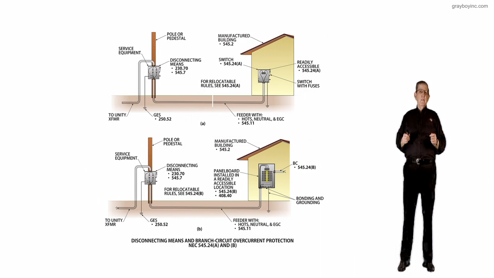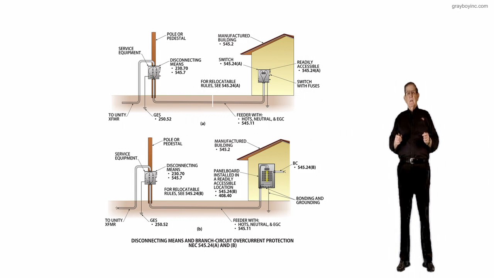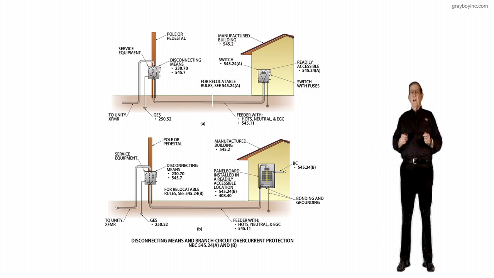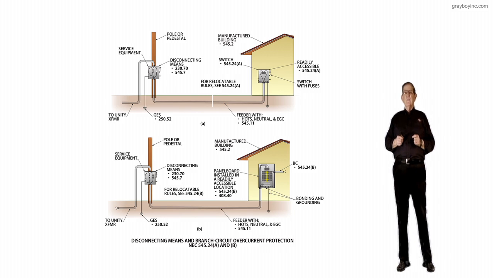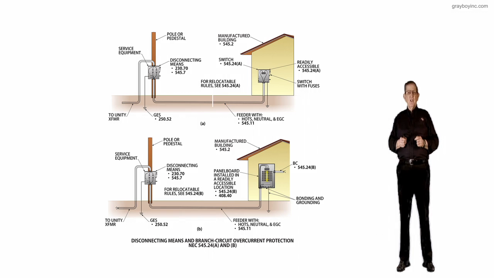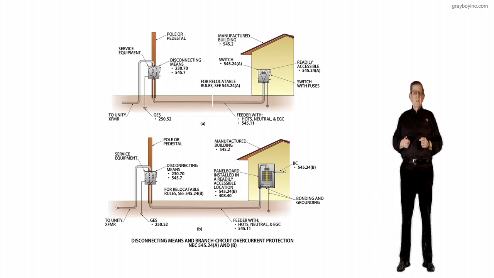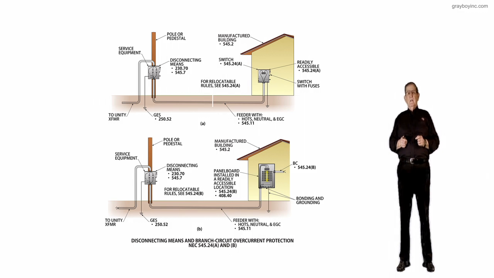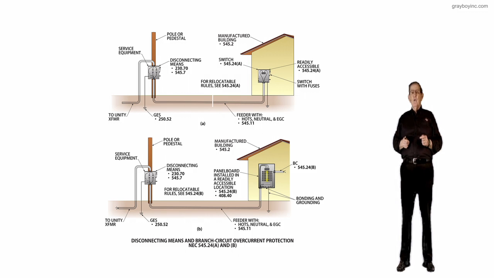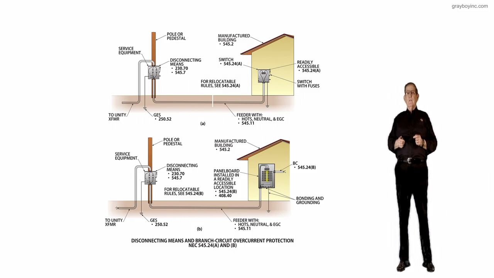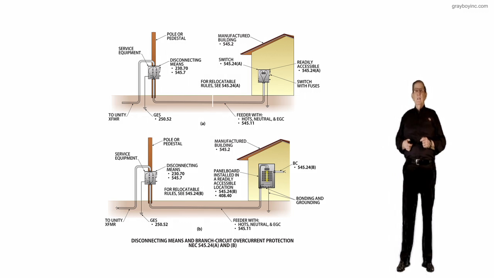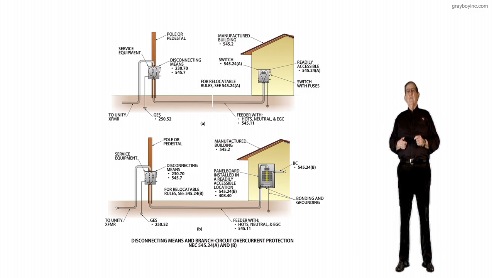This illustration deals with disconnecting means and branch circuit overcurrent protection in accordance with NEC 545.24(A) and (B). The purpose of the change was to accept a new section, and a new section has been added to address disconnecting means and branch circuit overcurrent protection for relocatable structures where they're relocated. Now, let's look at the illustration at the top.